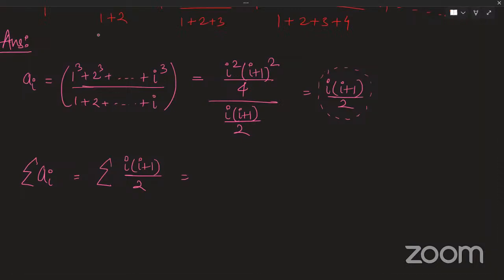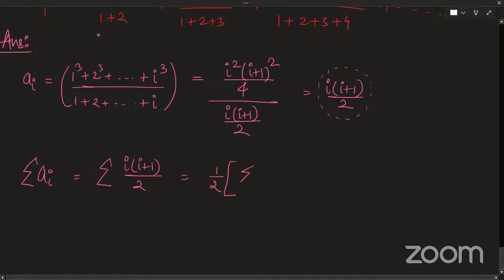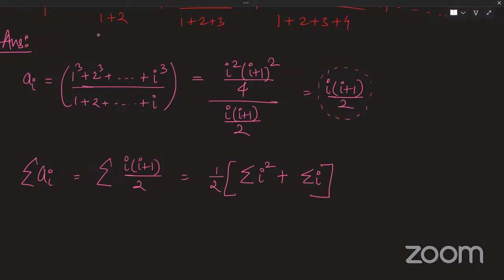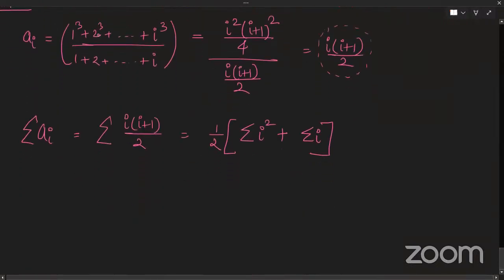Sigma i by 2. Nothing much, take the half outside, half common: sigma i square plus sigma i. Why does it become so confusing for everyone? Right? Correct, everyone?